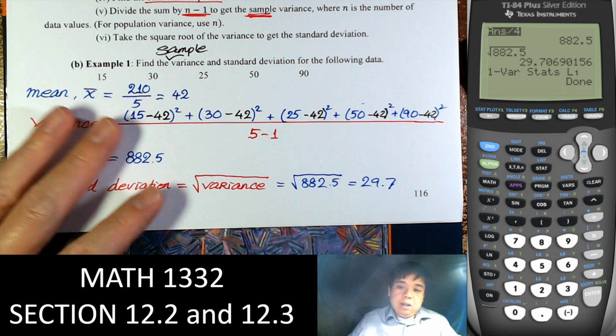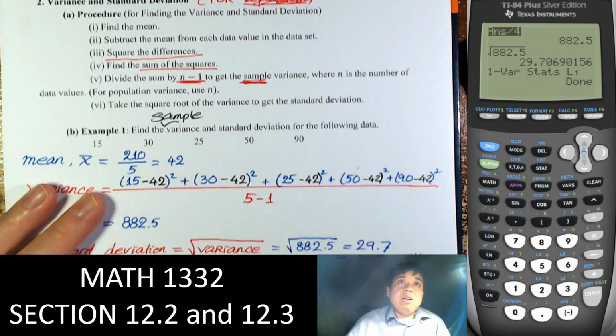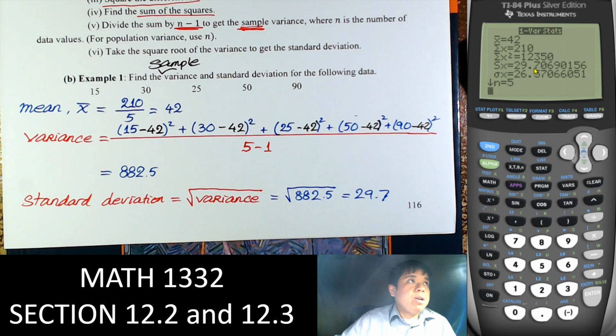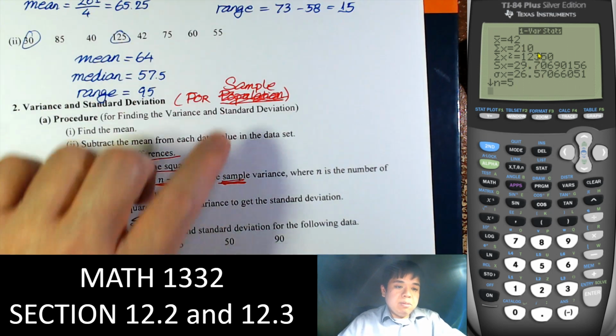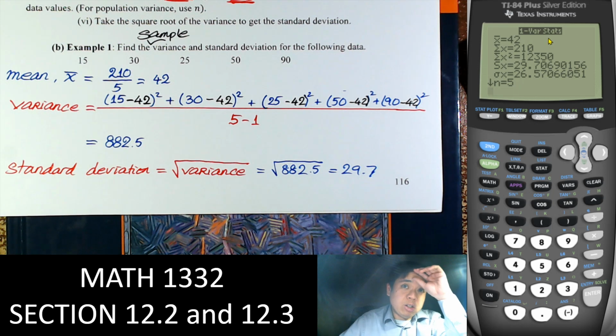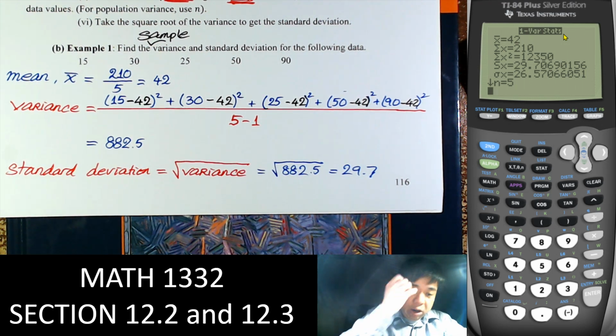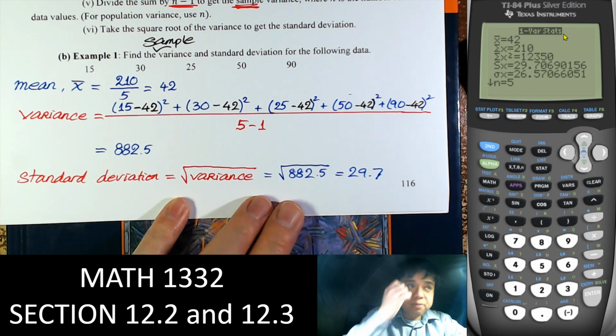Right. For population, we divide by n. For sample variance, we divide by n minus 1. So when we do one variable statistic, the sample standard deviation is going to be S and the population standard deviation is going to be sigma. Sorry, this is focused on the sample variance because most of the time the data we have is a sample. So again, divide by n minus 1 for sample variance and sample standard deviation.